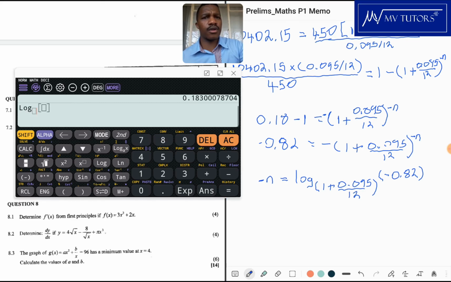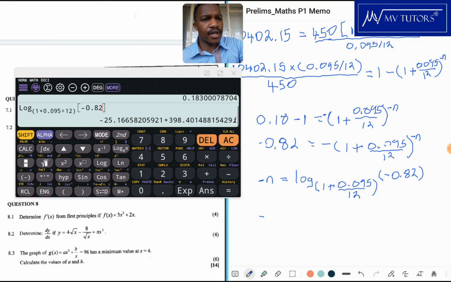But when it comes to my calculator, what I'm going to do is say the log of, down there, then I'll put that in a bracket, which is 1 plus 0.095 divided by 12, close that, and then I come to the side over there. What was my answer? Ooh, it's 0. So that's not the answer I want. I want to put that one, which is minus 0.82.